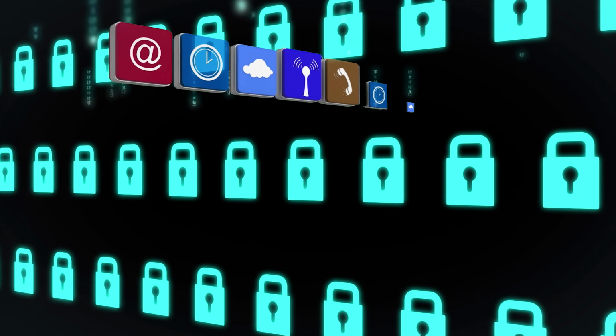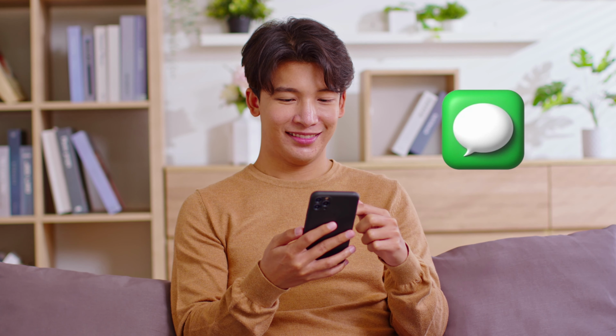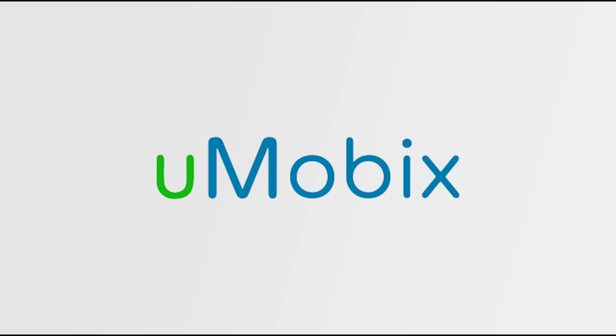Alright, so first things first, what exactly is uMobix? Well, it's basically a super sneaky app that lets you secretly monitor what someone does on their phone. From checking their messages to seeing where they have been, uMobix gives you the inside scoop on everything. But how does it work?